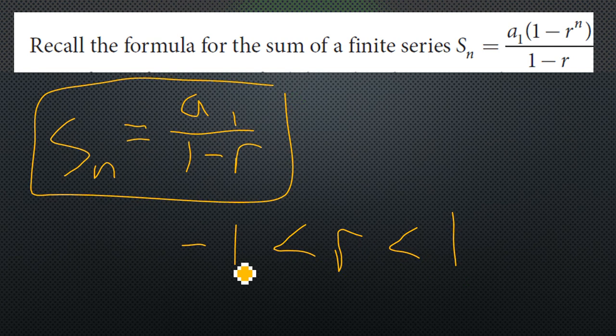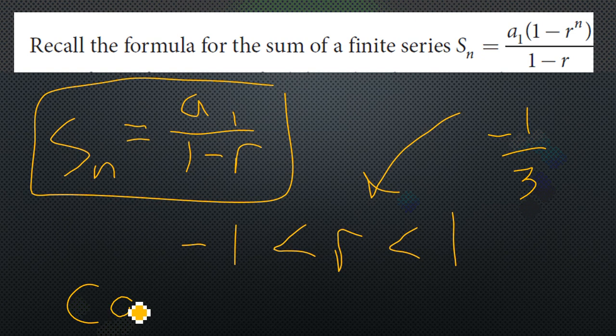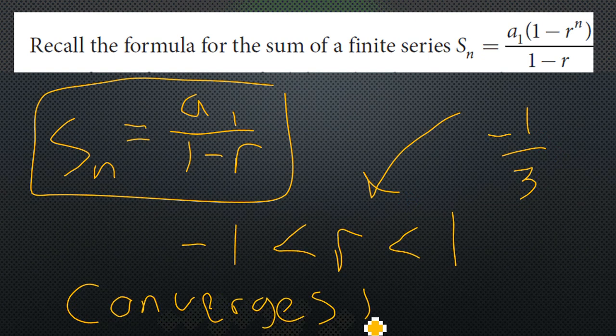Okay, so that means that our ratio has to be a fraction or a decimal in between -1 and 1. So ratios like -1/3 would converge. We say this converges to a sum, as we'll look at some examples here in a minute. Converges to a sum.